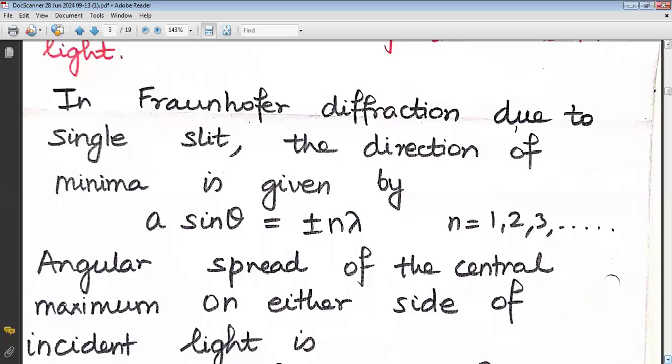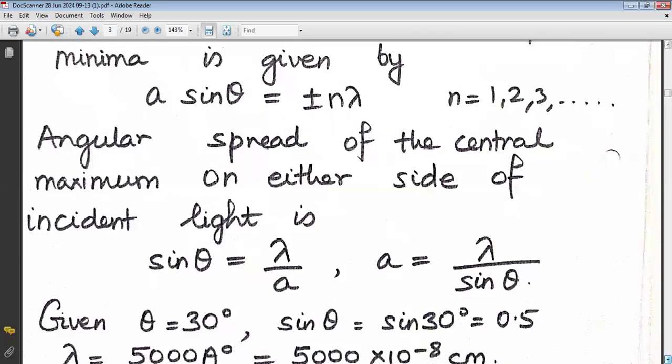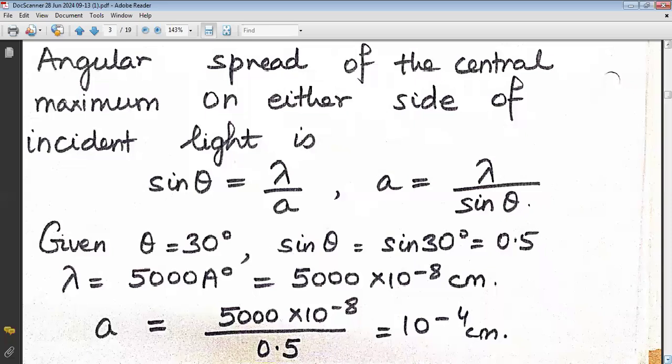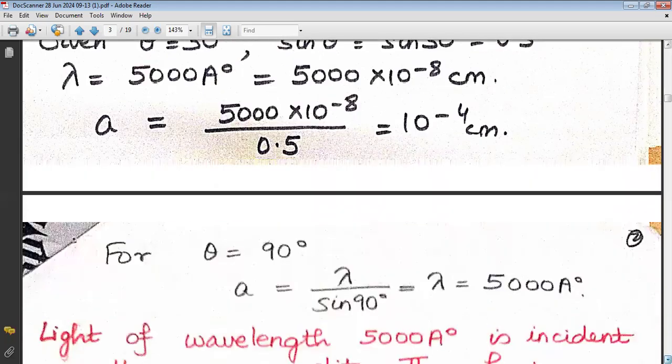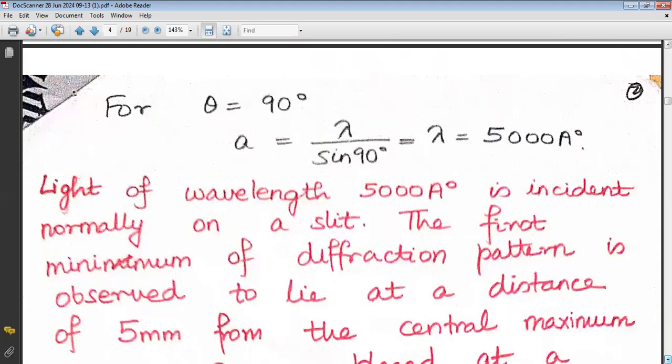Now in Fraunhofer diffraction due to single slit, direction of minima is a sine theta equal to plus minus n lambda. Angular spread of central maxima on either side, sine theta equal to lambda upon a. So a, the slit width, is equal to lambda upon sine theta. We put the values that have been given. We have changed angstrom into centimeter and we get the answer. For theta equal to 90 degree, a is this much.